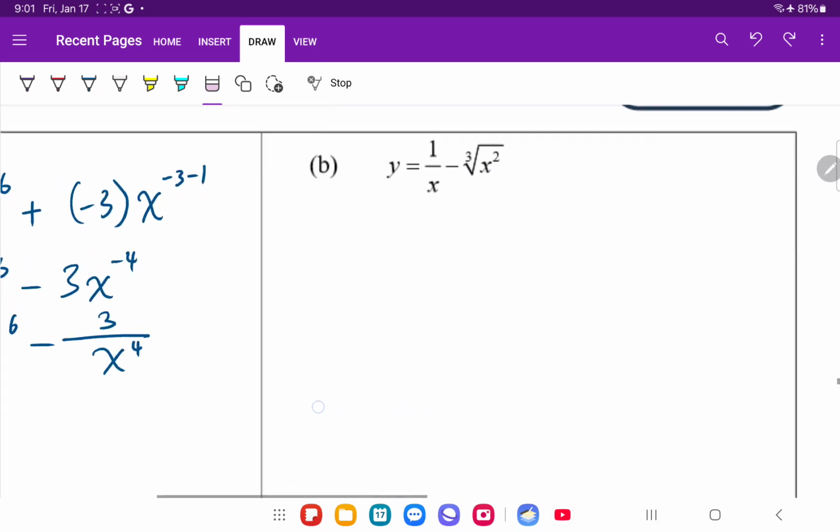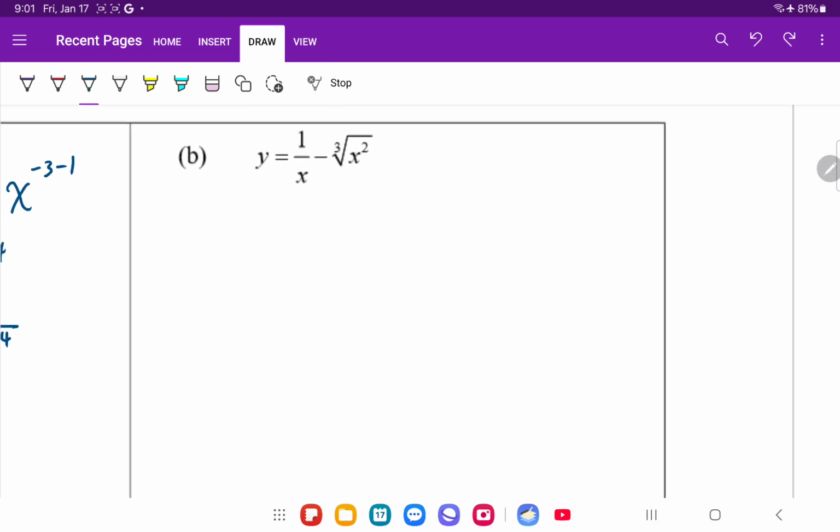Moving on, this question. Before we start, let's rewrite 1 over x, and there is an invisible 1 here by the way. This is x power negative 1 minus x power 2/3. Recall your indices law. This is all indices. We can now begin differentiation.